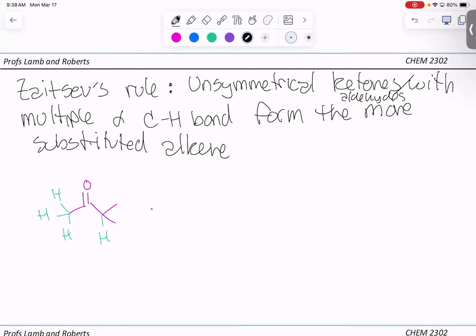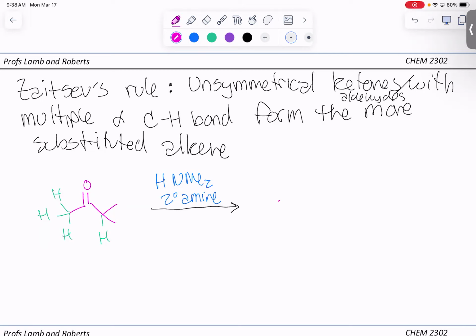All right, so Zaitsev's rule says that if we bring in our amine, let's use dimethylamine, so this is a secondary amine, that should be our key. Do we have our two requirements to form an enamine? We do. We have our secondary amine. We have a ketone or aldehyde with alpha CH bonds. All right. So we could get two products out of this reaction.